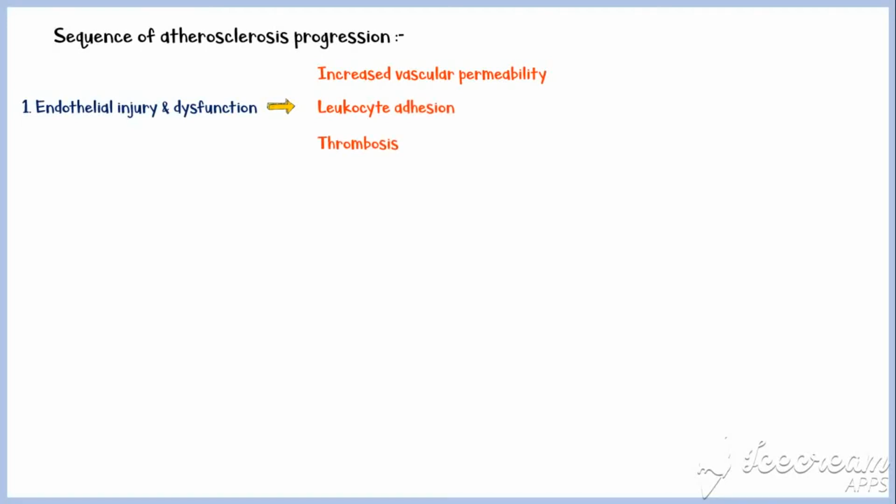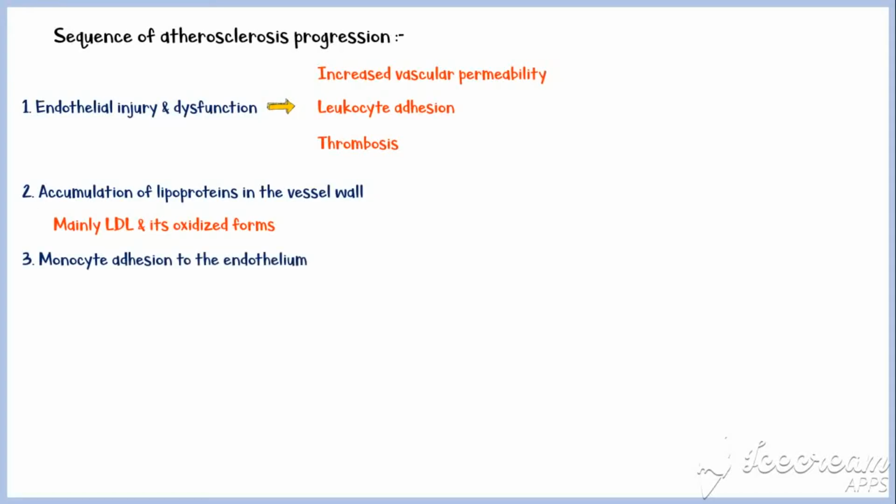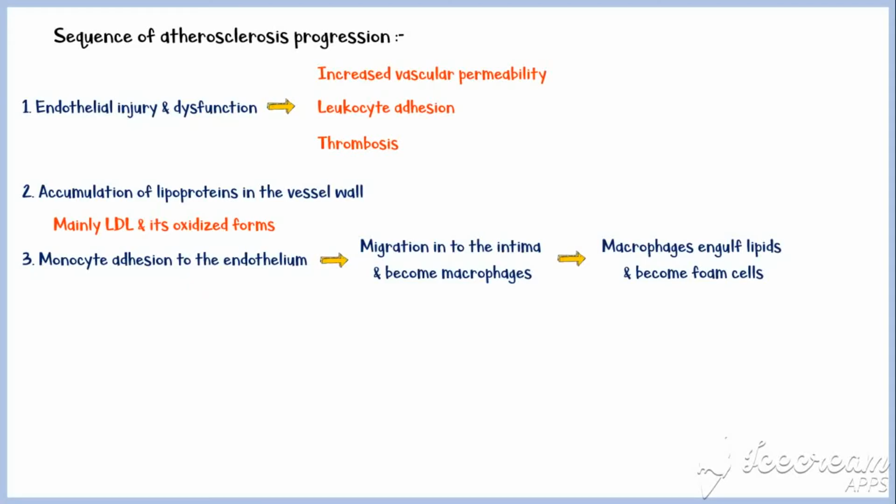Next, there is accumulation of lipoproteins in the vessel wall, mainly LDL and its oxidized forms, as a result of endothelial dysfunction. Next, monocytes adhere to the endothelium and migrate into the intima to become macrophages. After that, these macrophages engulf lipids in the intima and become foam cells.